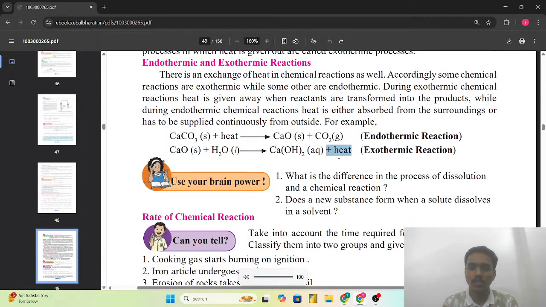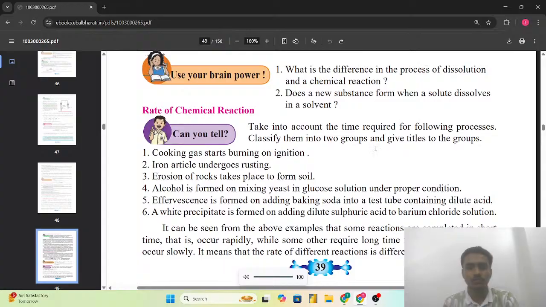So as we can see here, the heat is getting evolved on the product side. So we can say that exothermic reactions are the reactions in which heat gets evolved. These are the two different reactions we have seen, the endothermic reaction and the exothermic reaction.